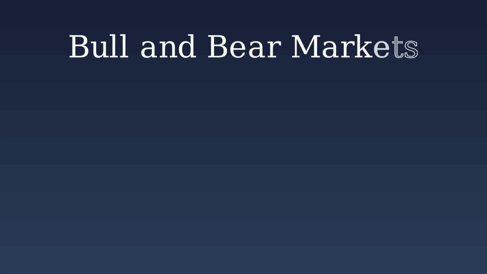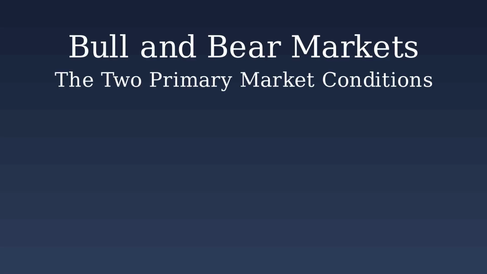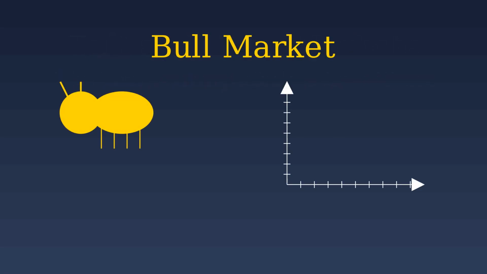Bull and bear markets represent the two primary market conditions in financial markets. A bull market is characterized by rising prices and optimistic investor sentiment. It's typically defined as a period when stock prices rise by 20% or more from recent lows.